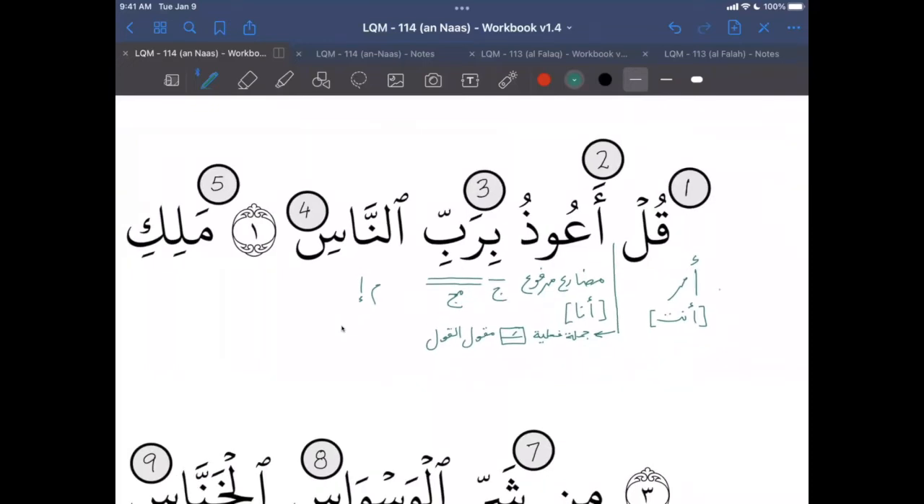And then the other thing was the very first sentence of every surah, which in this case is Qul a'udhu bi rabbin nas. It will be called, in this case, a jumla fi'liya. La mahalla laha min al-i'rab. And it's a jumla ibtida'iyya.